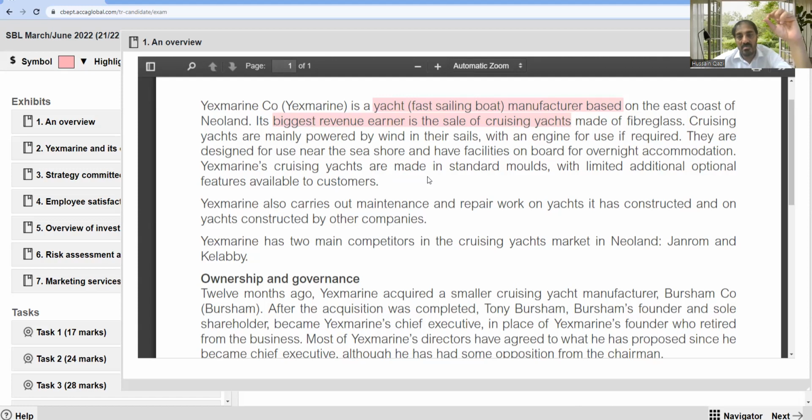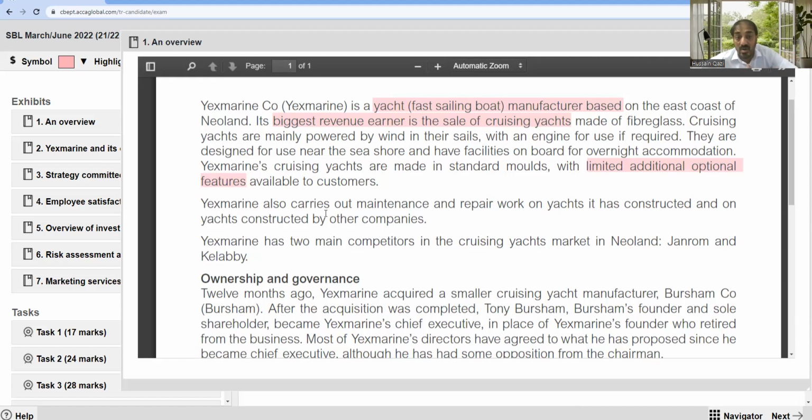Marine cruising yachts are made in standard molds with limited additional option features available to the customers. Normally, we have the mindset that yacht manufacturers have the expertise of not limited features but very advanced features. Yes, in fact, it's true. But this company, X Marine, manufactures products having limited additional option features. So their strategies, we cannot say anything.